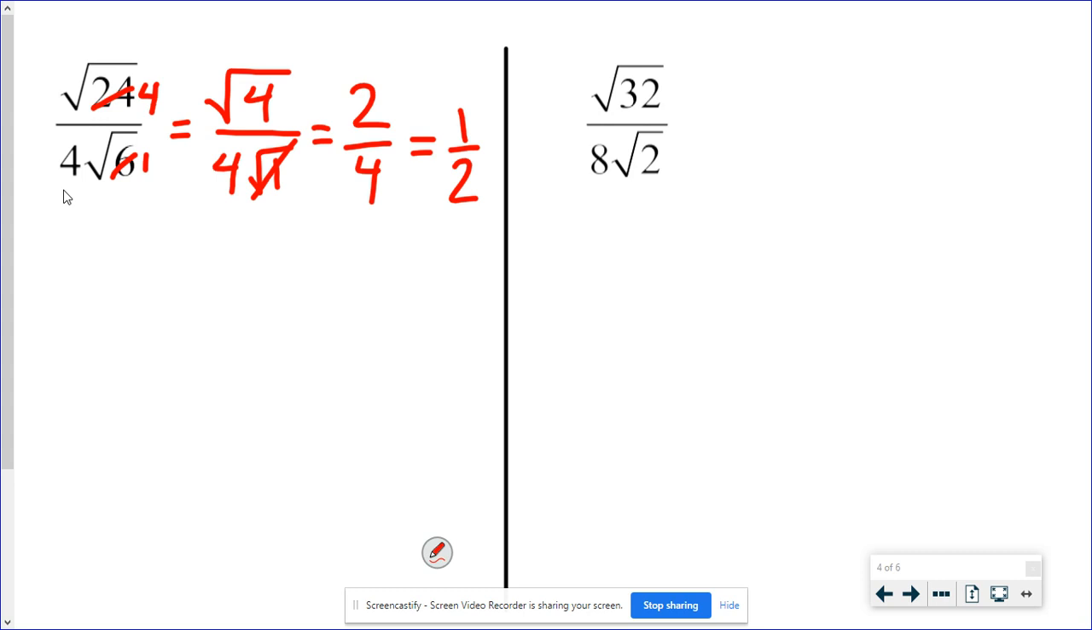In the next problem, the square root of 32 and the square root of 2. Again, I could absolutely say, well, let's just divide both of those. Since they're both in radicals, let's divide them both by 2. This will be a 1. That'll be 16. Again, still in the radical. I know it doesn't really look like it's in the radical, but I didn't do anything to get rid of the radical.